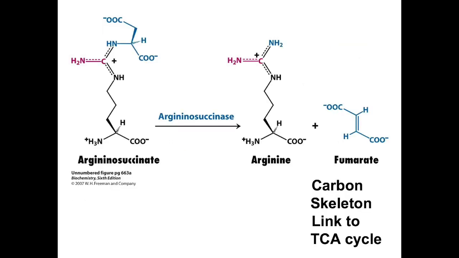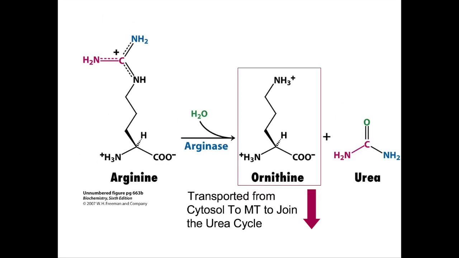This little bit extra is actually given off in the next step that is catalyzed by argininosuccinase to release arginine and fumarate. Fumarate is a link between the urea cycle and the TCA cycle. We're now going to cleave off the guanidinium group from arginine to form ornithine and free urea. This is catalyzed by the enzyme arginase.